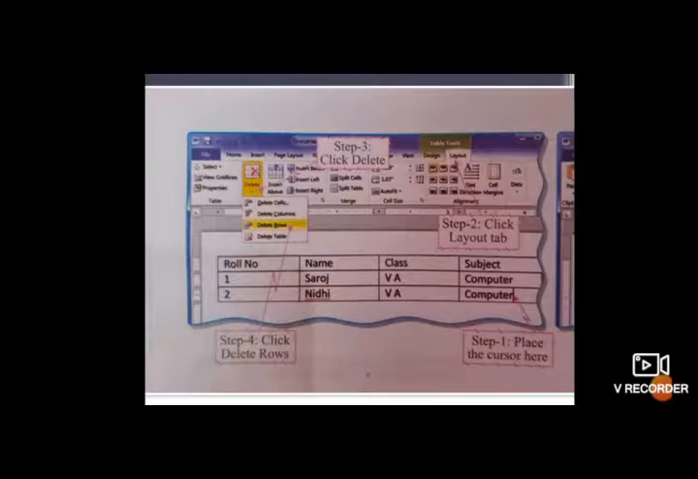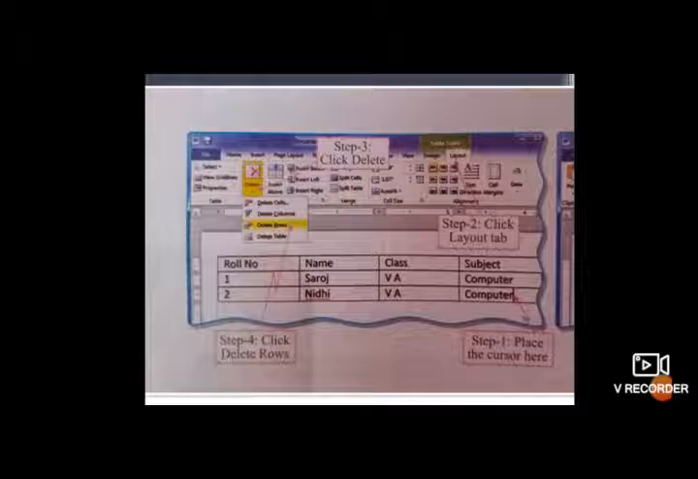Now come to the next topic, deleting rows and columns. To delete rows from a table, you also need to follow the given steps. Here, place the cursor in the cell of the row you want to delete. Then click the Layout tab. Then click the small arrow on Delete in the Rows and Columns group. A menu will appear. Okay.